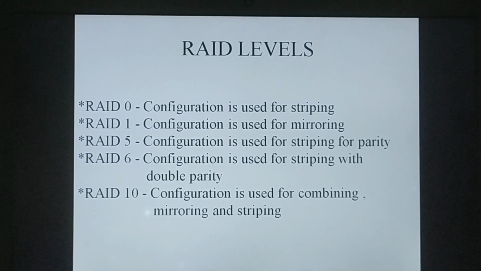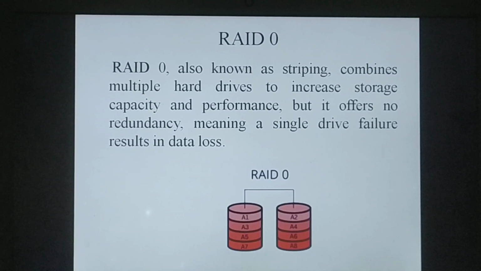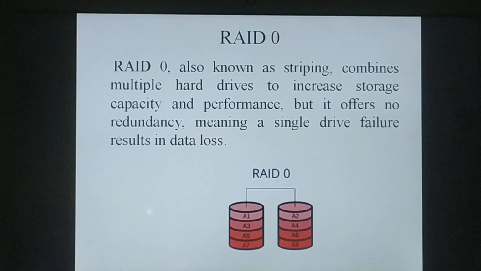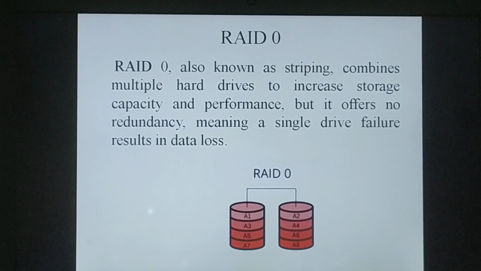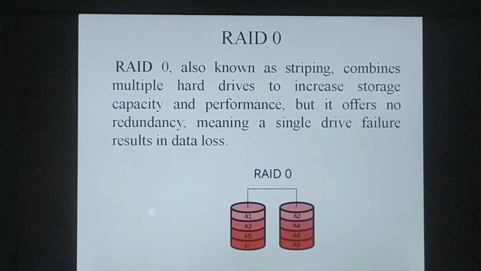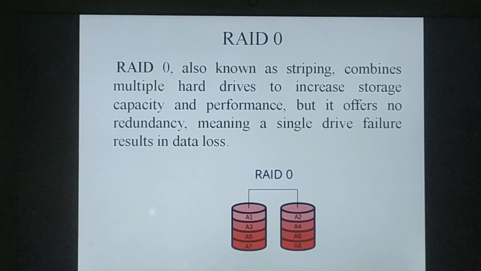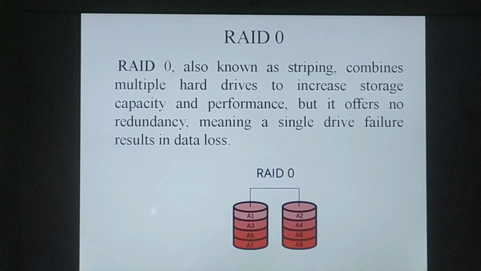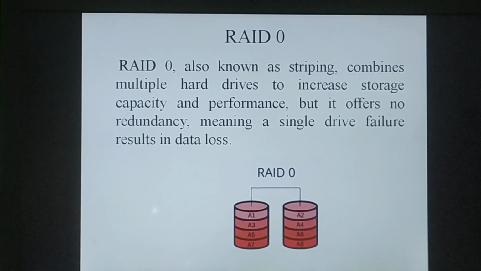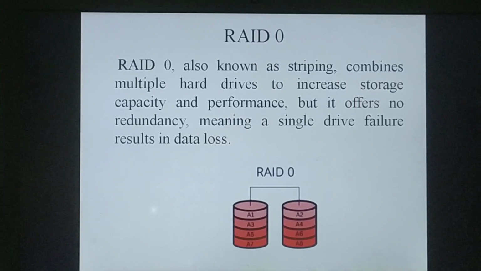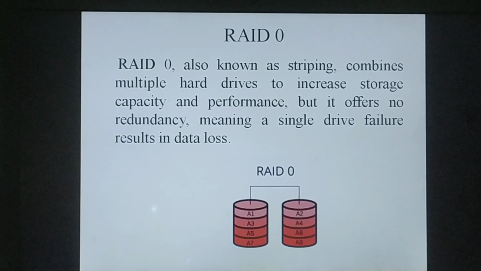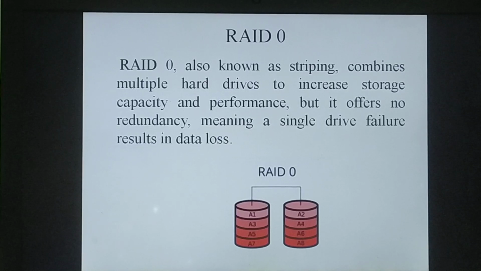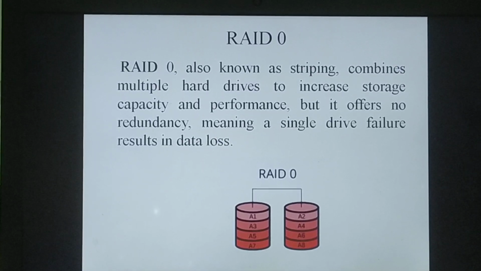First we move on to RAID 0. RAID 0 is also known as striping, which combines multiple hard drives to increase the storage capacity and performance. We can combine multiple hard drives for storage capacity, but it offers no redundancy. That is, a single drive failure results in data loss. So RAID 0, also known as striping, increases the storage capacity but results in data loss on failure.